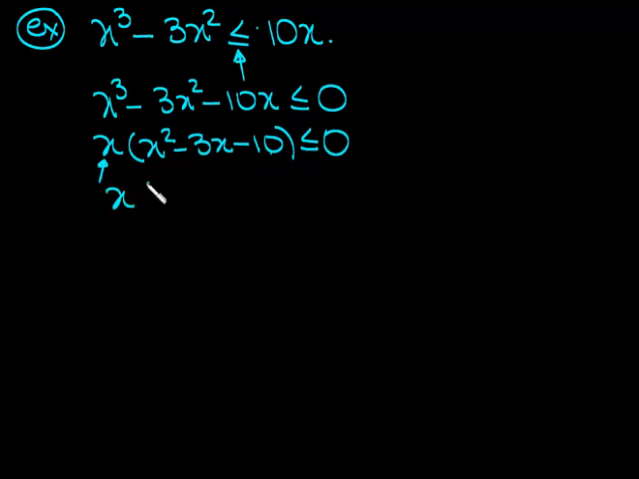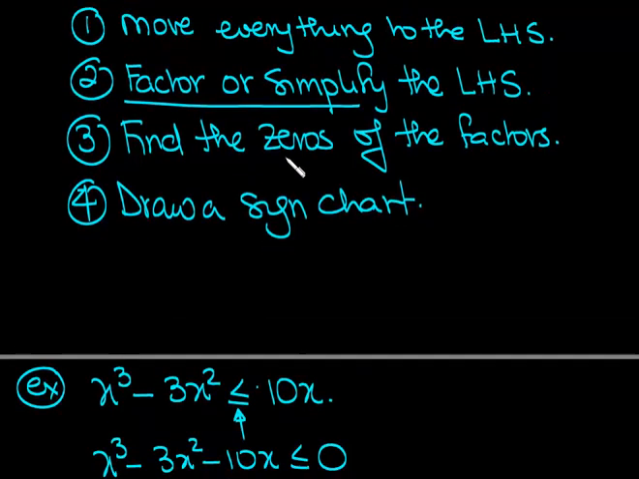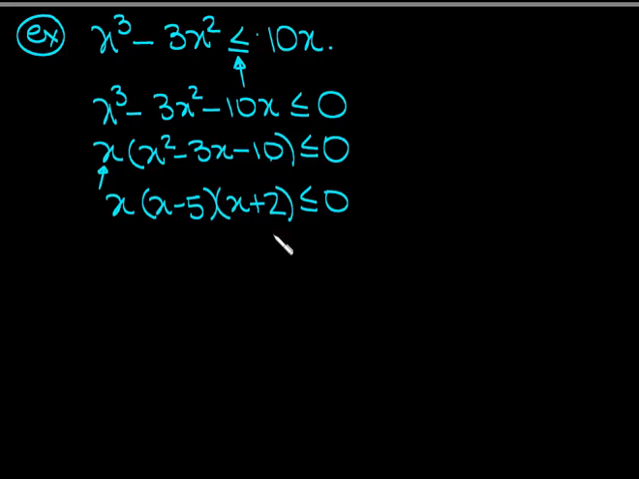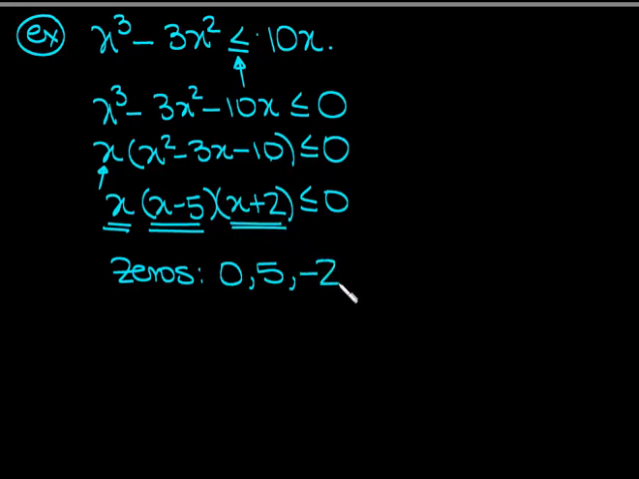Okay, since we're using the AC method, I want two numbers. When I multiply, I get negative 10, and when I add, I get negative 3. The factors are x minus 5 and x plus 2. So we factored them. Then we want to find the zeros of the factors. What does that mean? We want to basically find when each of these factors will be 0. When will x be 0? When it is 0 itself. So the zeros are 0. When will x minus 5 be 0? If x is 5. What value of x will make x plus 2 zero? When x is negative 2. So those are my zeros of the factors.